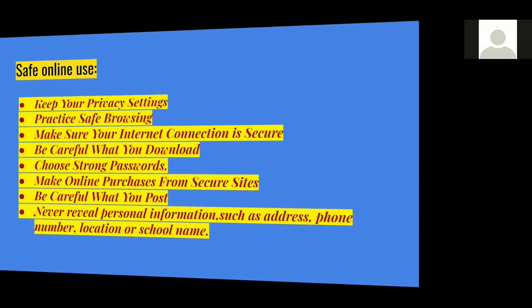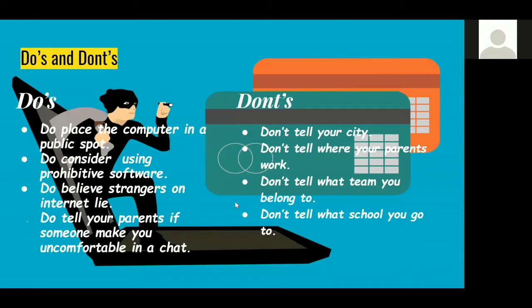So, do's and don'ts on the internet. So what we do and what we don't do on the internet. So, do's. Do place the computer in a public spot. Do consider using protective software. Do remember that strangers on the internet may lie. They don't tell the truth. We should not blindly believe them. Do tell your parents if someone makes you uncomfortable in a chat.